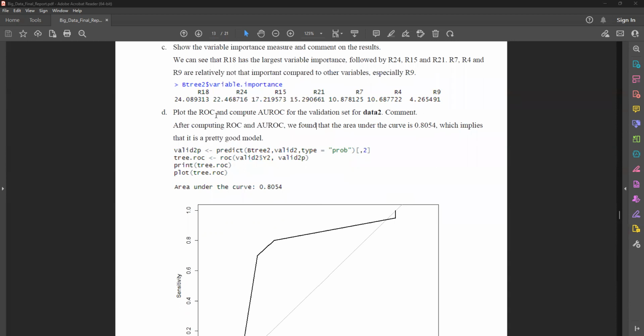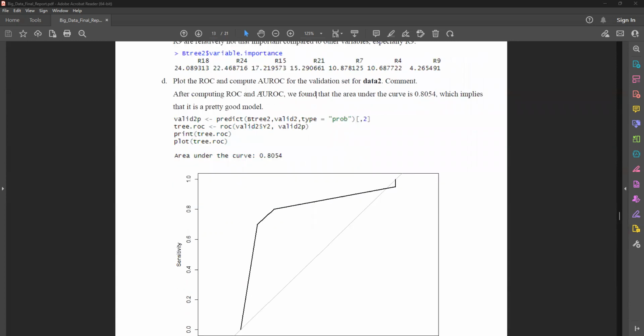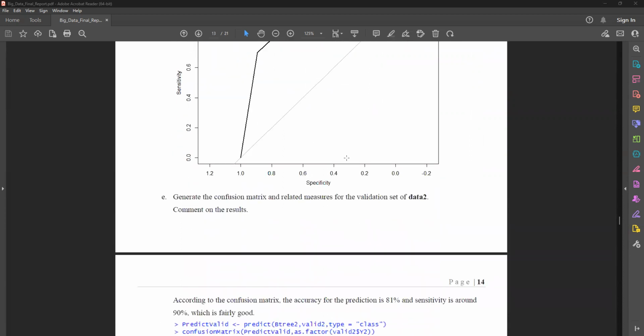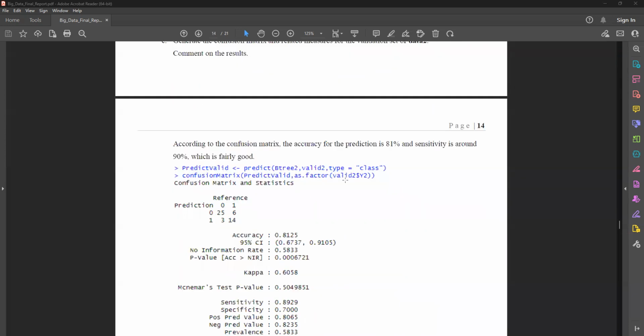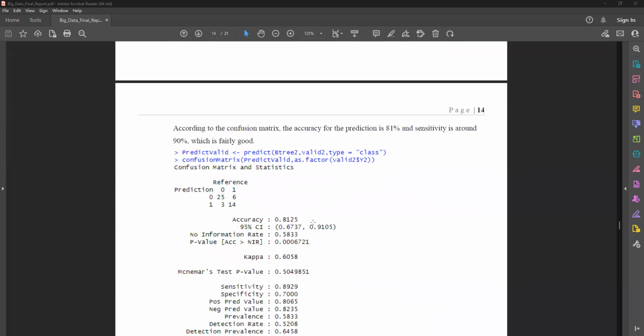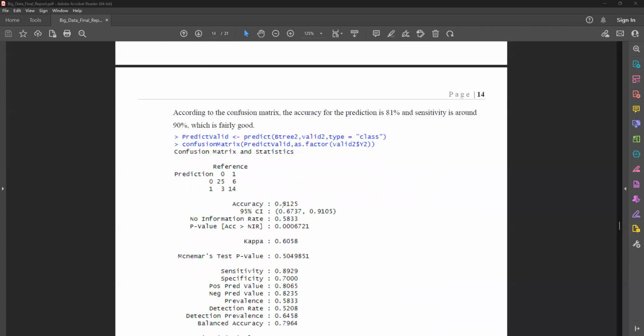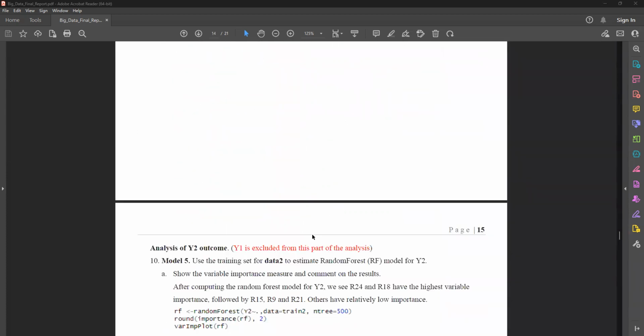Next, we plot the ROC and compute the area under the curve, about 0.8. Then we generate the confusion matrix, and we can see that the accuracy of this model is about 0.81, and the sensitivity is about 0.9. So it's not a bad model, it's fairly good.